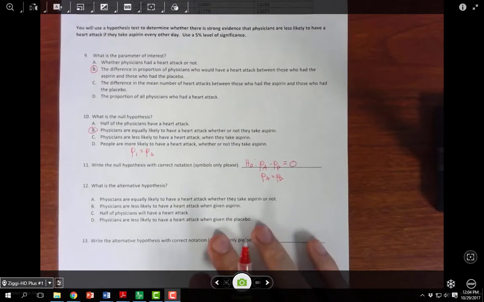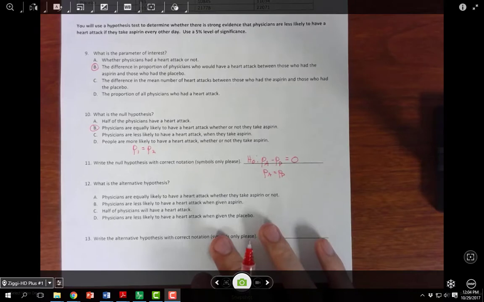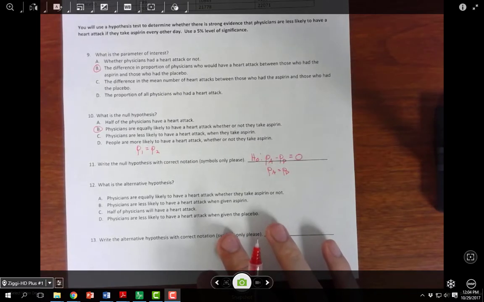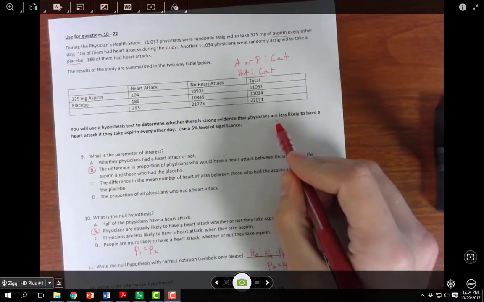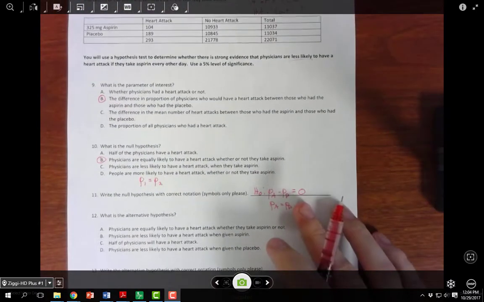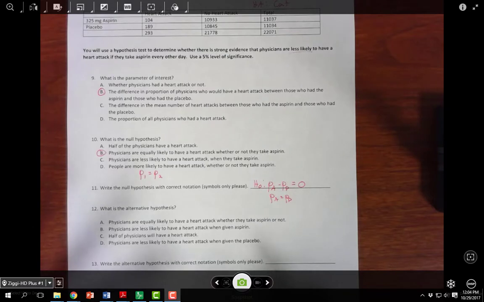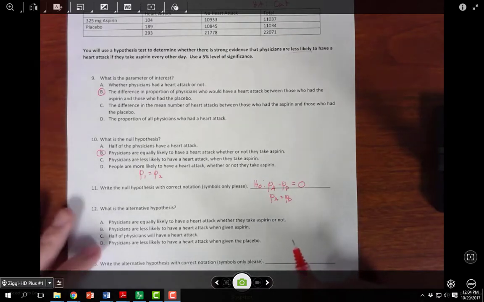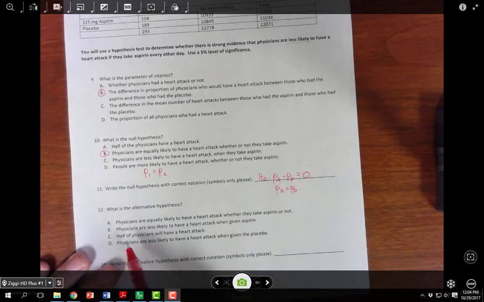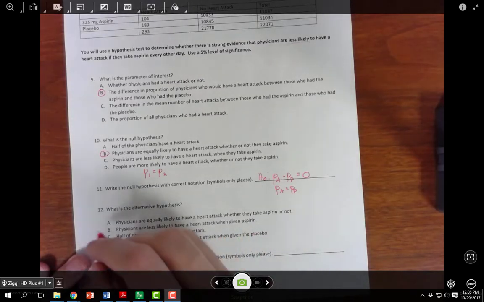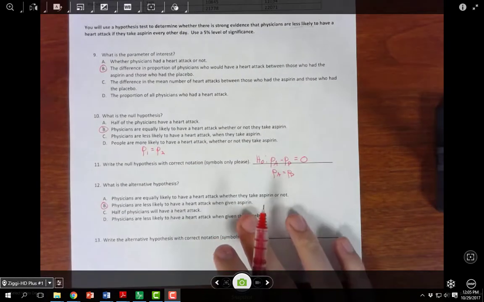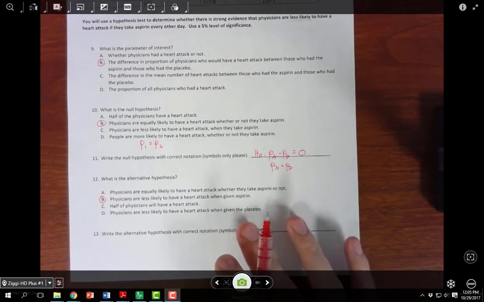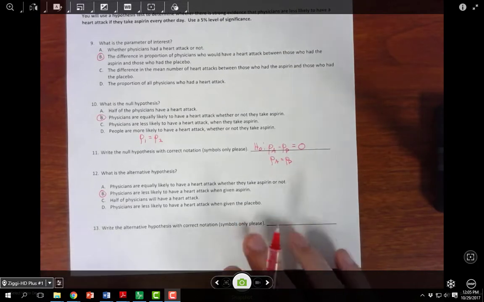And then we want to know what our alternative hypothesis is going to be. So for our alternative hypothesis, they want to determine whether or not physicians are less likely to have a heart attack. So that means we want the proportion of those who took the aspirin to be lower than the proportion of those who took the placebo. So we're looking at, and we find that, physicians are less likely to have a heart attack when given aspirin. So this is what our alternative hypothesis wants. We want to determine, is taking aspirin beneficial? Does it lower the rate or risk of having a heart attack?